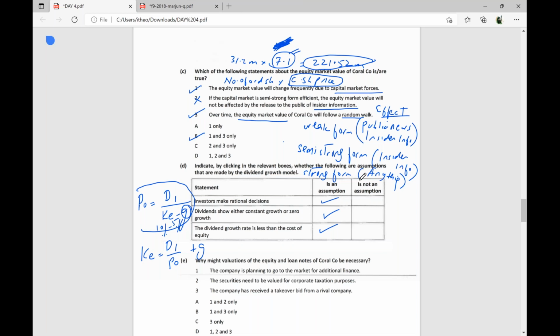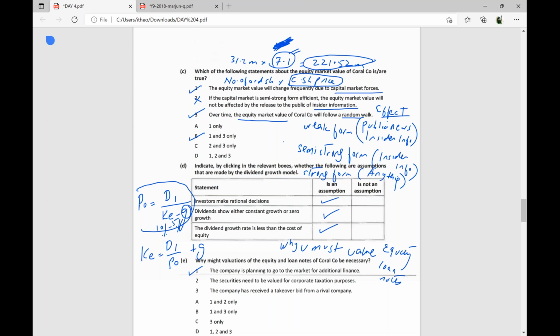Last MCQ. Why might valuations be needed for equity and loan notes? In short, it is asking why you must value your shares and your loan notes. The company is planning to go to the market for additional finance. Yes, if you want to raise additional finance, people ask you what is your value. So due to this, it might be necessary to find the value, because if you want additional finance, securities need to be valued.